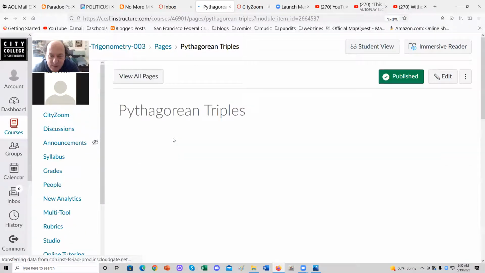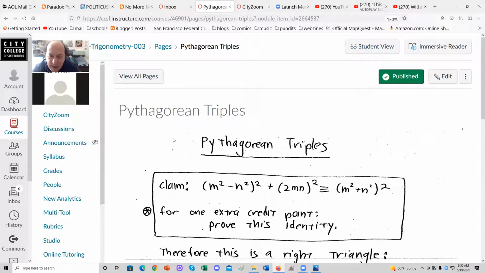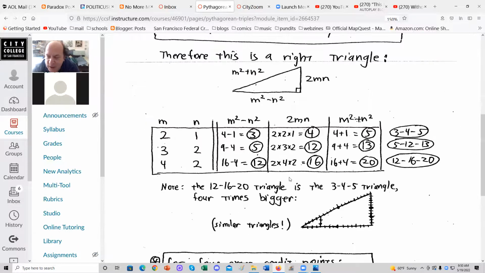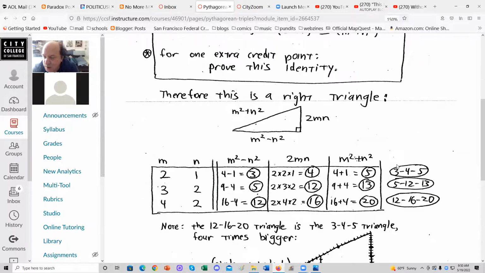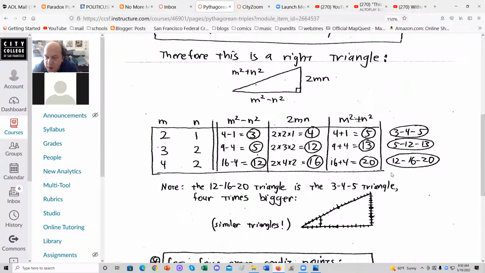Here, Pythagorean triples. A Pythagorean triple is a right angle triangle where all three sides are whole numbers. Now, one of the classic ones is the 3, 4, 5 triangle. 3 squared plus 4 squared is 9 plus 16 equals 25, which is 5 squared. So a triangle with sides 3, 4, and 5 is a right angle triangle. And there are others, like 5, 12, 13, and so on.